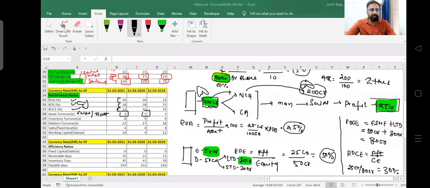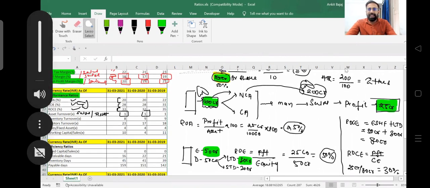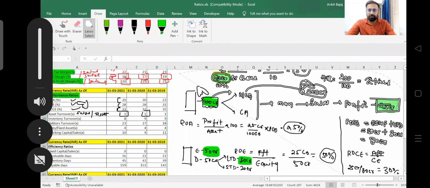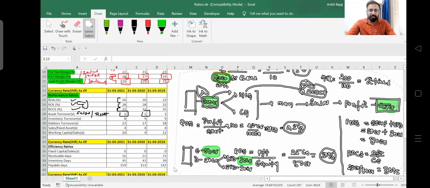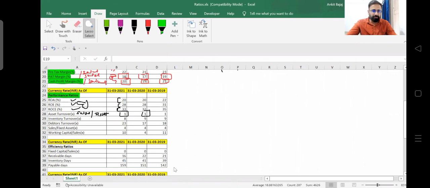We have discussed some of the performance ratios, and now I will be discussing the remaining performance ratios. We have seen return on asset, return on equity, return on capital employed, and asset turnover ratio. So I will be discussing the remaining ratios now.